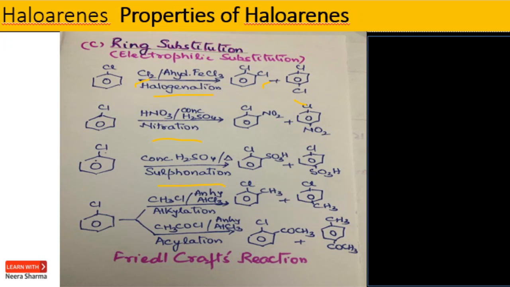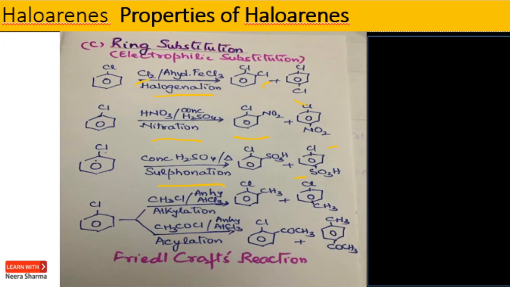So you will get 1,2-dichlorobenzene or 1,4-dichlorobenzene. Similarly, nitrating agents are HNO3 and concentrated H2SO4, I get the nitro product. Sulfonation, I'll get SO3H attached, so either at the ortho or para position. And which is the major product? The para product is the major product.